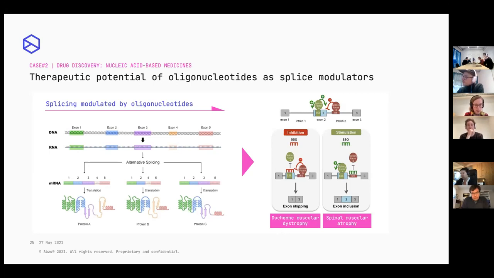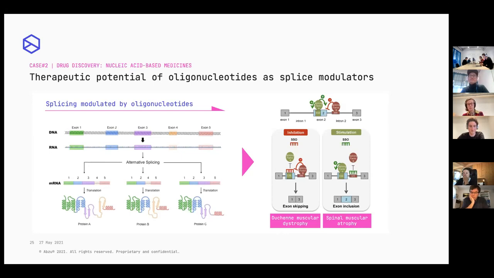For example, protein A contains all the exons. In protein B, you can see that exon 3 is left out. And in protein C, exon 4 is left out. So they are different kinds of proteins. Then there are different kinds of diseases where we know that there are mutations in different exons, and that causes the disease. For example, in Duchenne muscular dystrophy, it is known that there are mutations in certain exons that turn the dystrophin gene into a non-functional protein.